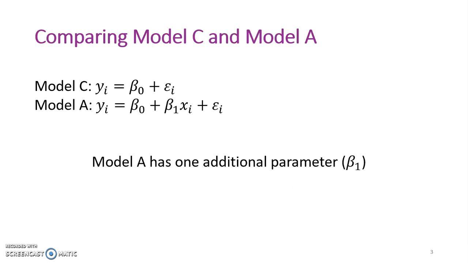So the goal of significance testing for simple linear regression is to compare these models, compare model C and model A. And as we just saw, model A has just one additional parameter, that's beta 1, and that is the parameter that relates x to y. It tells us how x predicts y. And again, we call it simple linear regression because simple means that model A has just one additional parameter as opposed to multiple additional parameters.